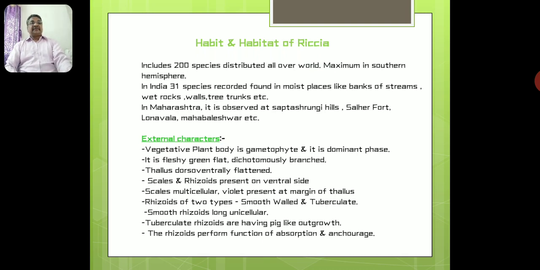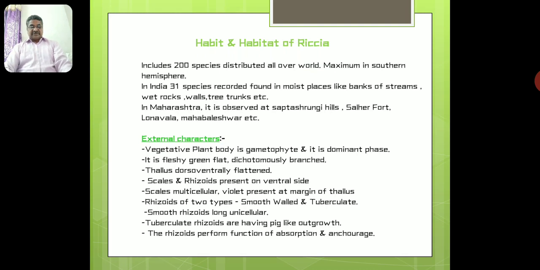Next point, external features of the Riccia thallus. How externally does this Riccia thallus look in nature? When we go to nature, how can we identify Riccia? Here the vegetative plant body of Riccia is a small gametophyte, which is the dominant phase in the life cycle. That thallus is fleshy green, flat and dichotomously branched, a very typical character of Riccia. The thallus is dorsiventral and dichotomously branched.